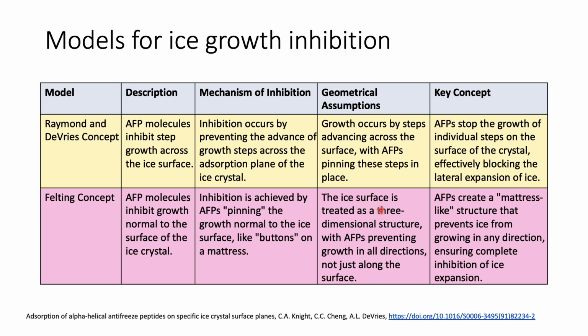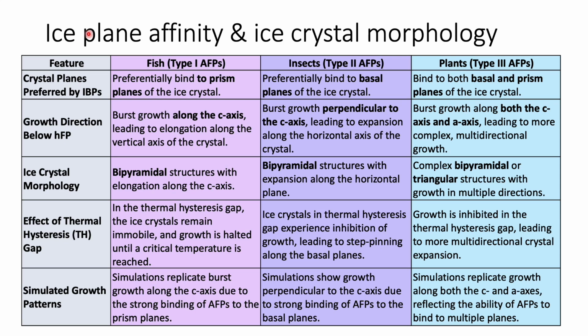And here the ice surface is treated as a three-dimensional structure with AFPs preventing growth in all directions, not just along the surface. So this is the major difference between these two models. And what is the key concept? The AFP creates a mattress-like structure that prevents ice from growing in any direction, ensuring complete inhibition of the ice expansion. Let us look at the relationship between ice plane affinity and ice crystal morphology.